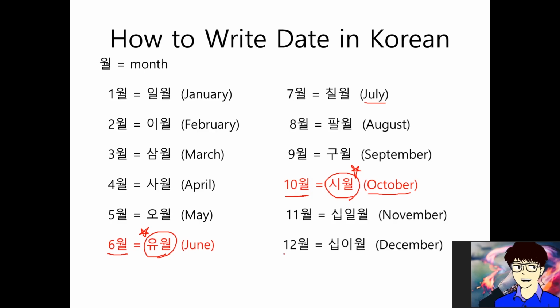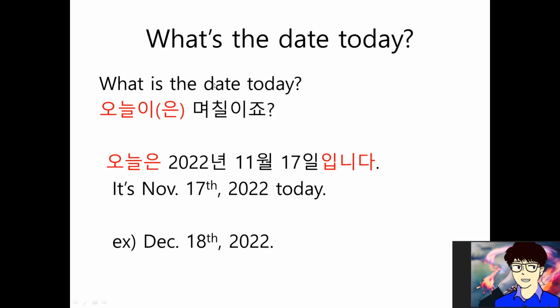Now that we learned what we have to be careful of, let's learn a simple expression when you ask the date of today. So, when you try to ask, what's the date today? In Korean, you have to say, repeat after me, 오늘이 며칠이죠? Once again, 오늘이 며칠이죠? Great. So 오늘이 or 오늘은, you have to pick.